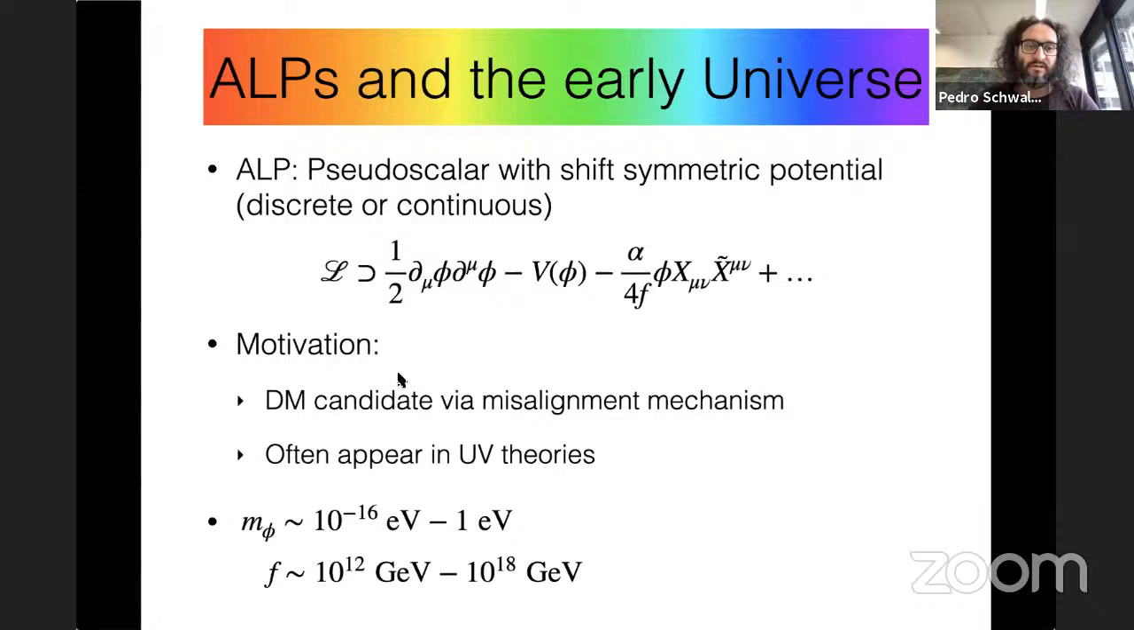And these kinds of particles are interesting, for example, as dark matter candidates via the misalignment mechanism, or also because they tend to appear in many UV theories of extensions of the standard model to explain flavor structures, to solve the strong CP problem, or even in string theory from compactifications.